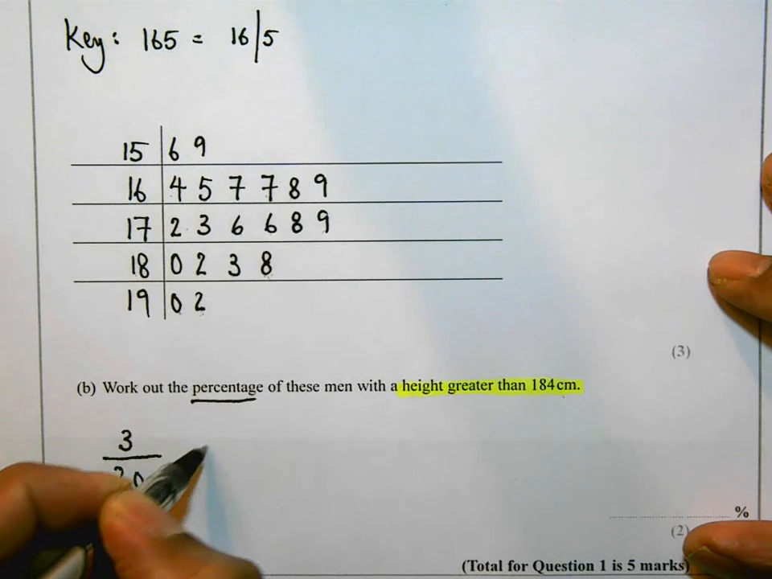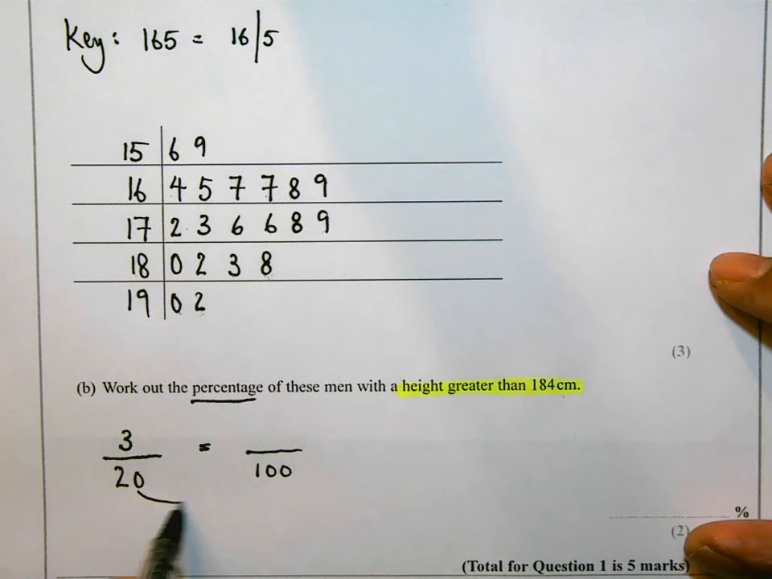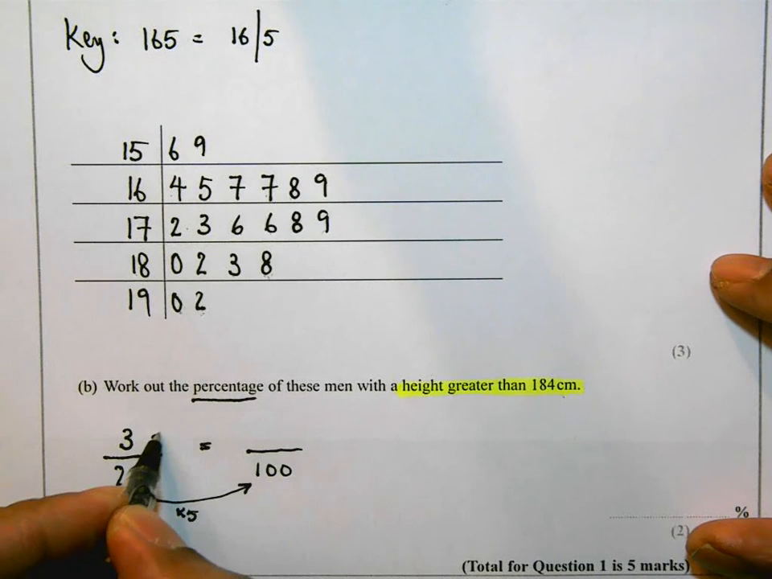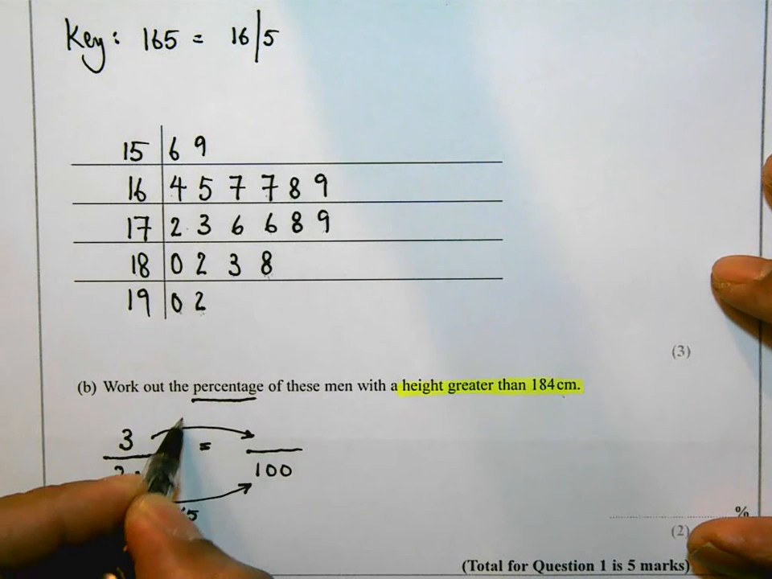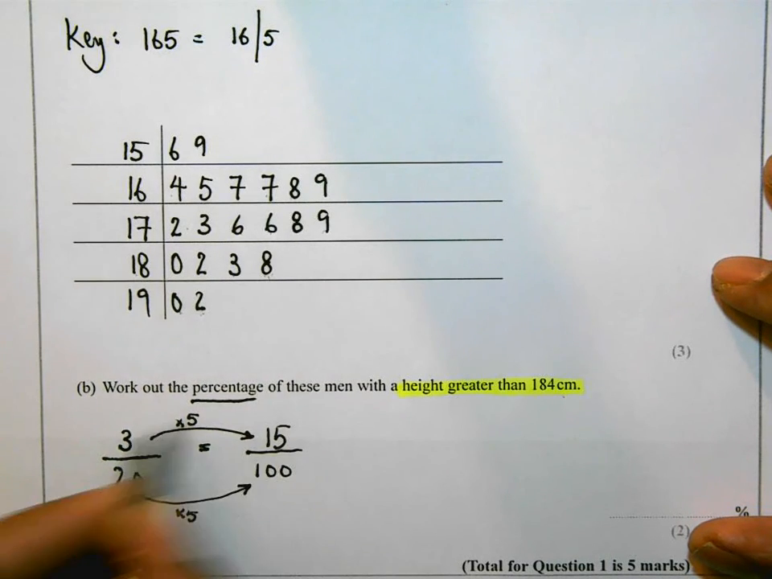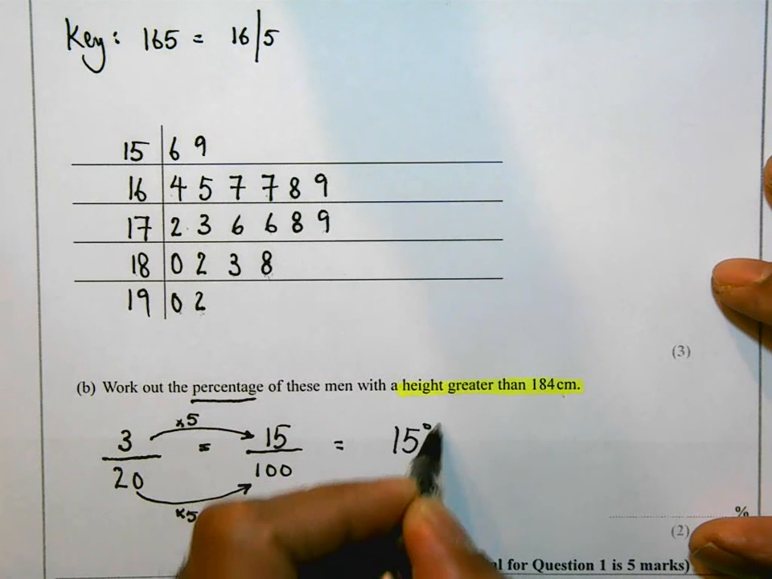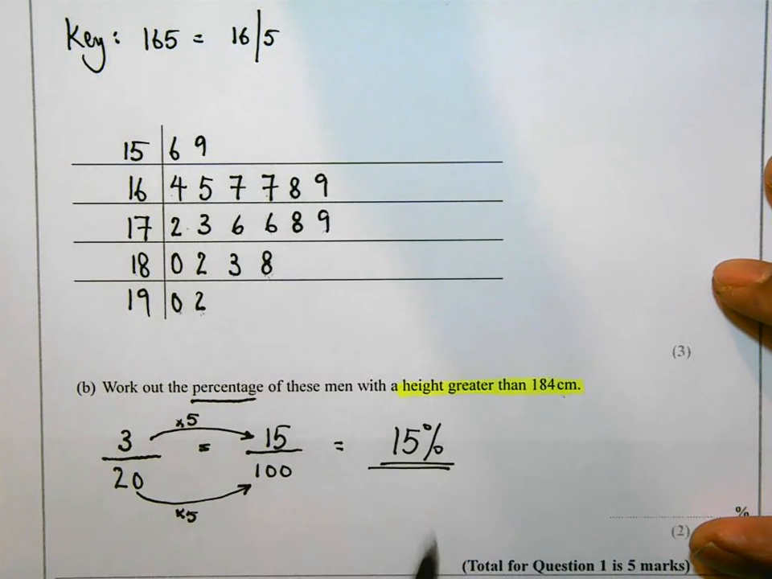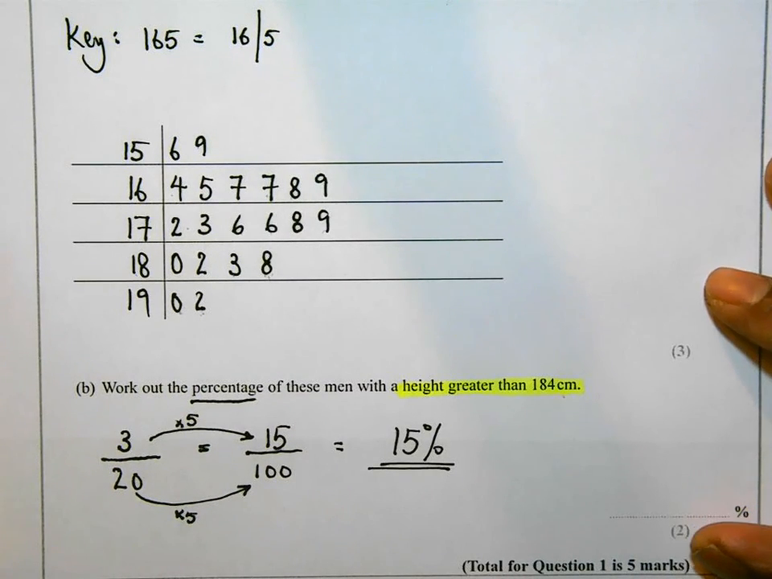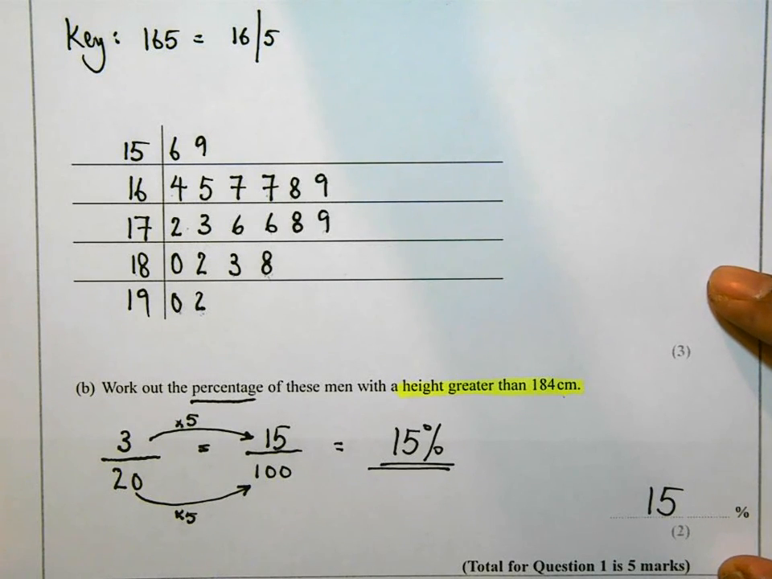Remember, a percentage means out of 100. What do I times 20 by to get 100? 20 times 5 gives me 100. If I times 3 by 5, I'm going to get 15. 3 times 5 is 15. That is 15%. 15% means 15 out of 100. And that's what I'm going to write in my answer space, 15%.